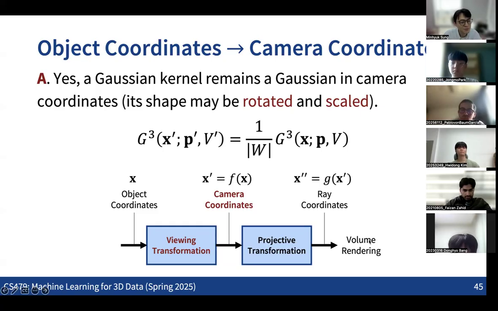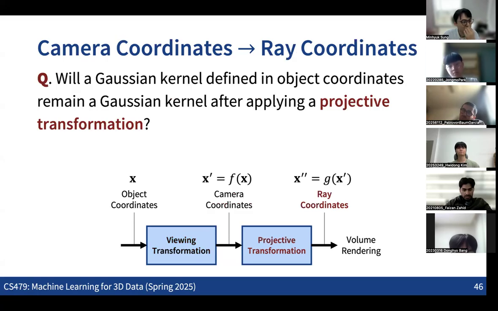So yeah, this is a good thing. The Gaussian kernel in the object coordinates is also another Gaussian kernel in the camera coordinates. But what about when you apply a projective transformation? Will a Gaussian kernel defined in the object coordinates remain a Gaussian kernel in the ray coordinates? The answer is no, because this is a projective transformation. We can easily find an example where the Gaussian kernel does not remain a Gaussian kernel after applying some projection.